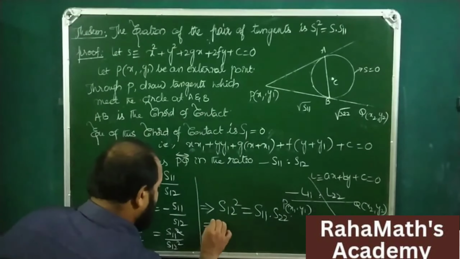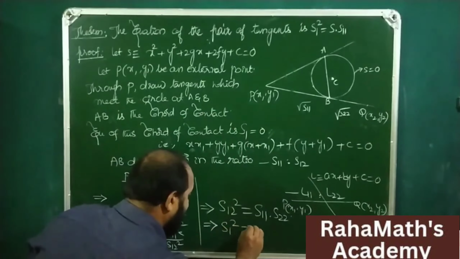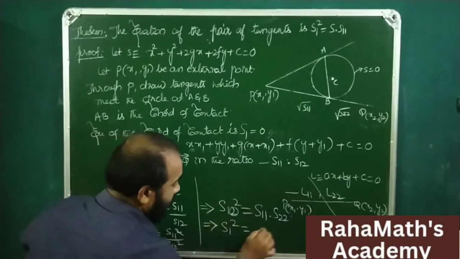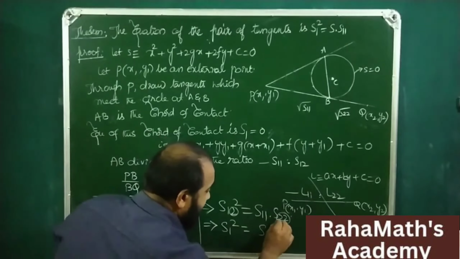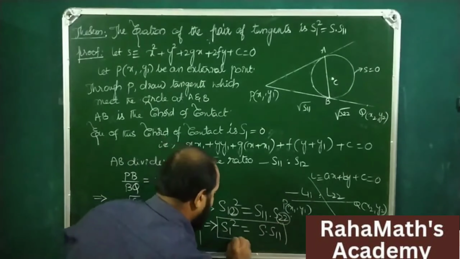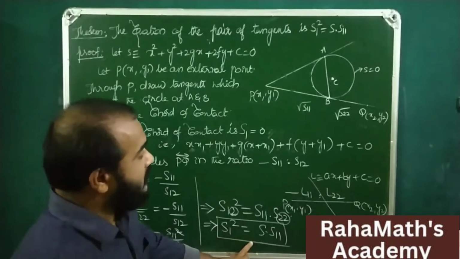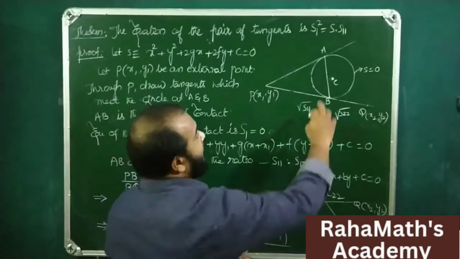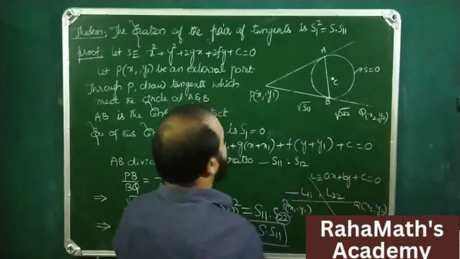So S1 square is equal to S into S11. So S1 square is equal to S S11 is the equation of this pair of tangents.